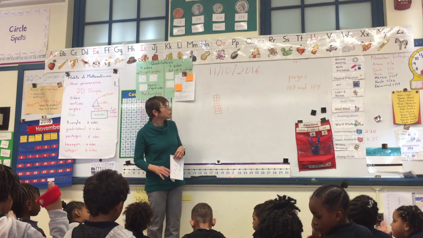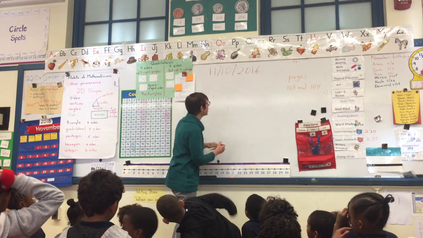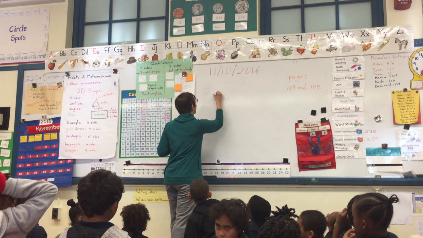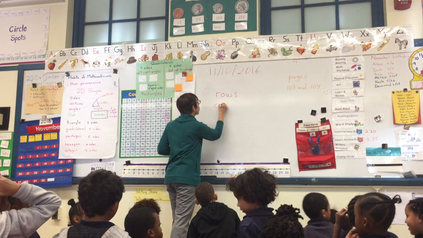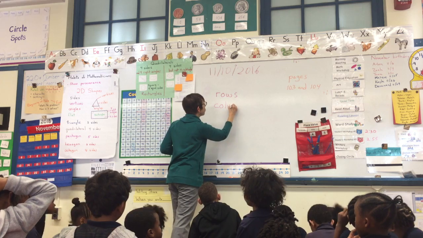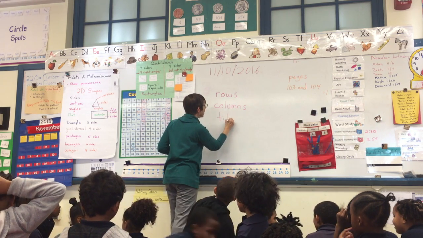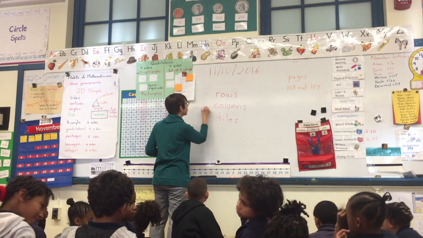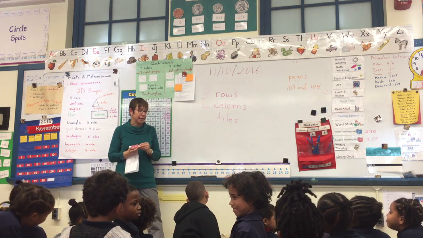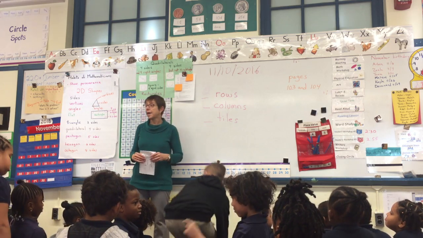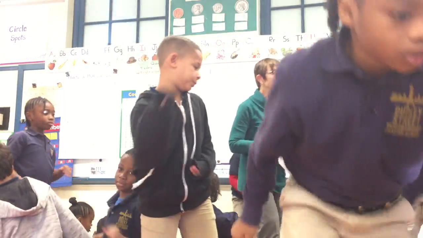I'm going to again write these words, but they're on the word bank on your paper. Rows, you need to tell how many rows, how many columns, and how many tiles all together before you hand it to your buddy. Okay, please stand up. Mr. McCrea, Mr. McCrea.